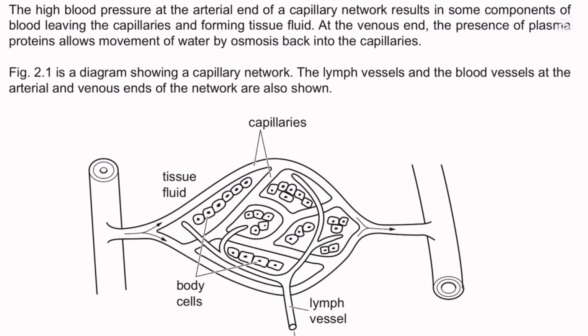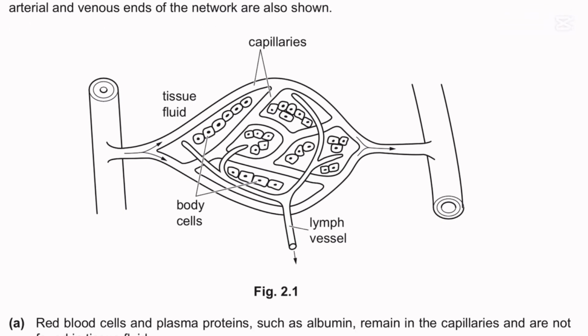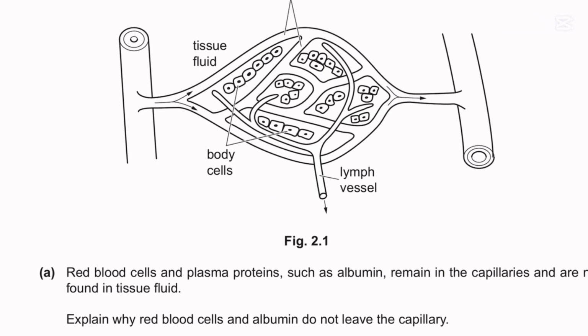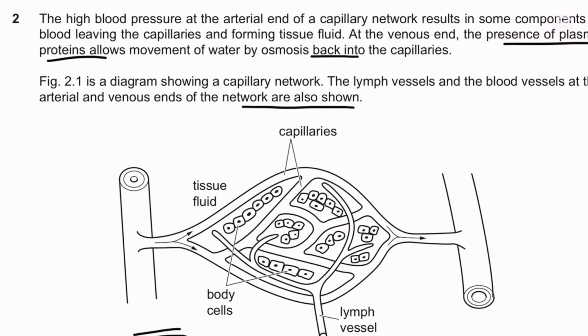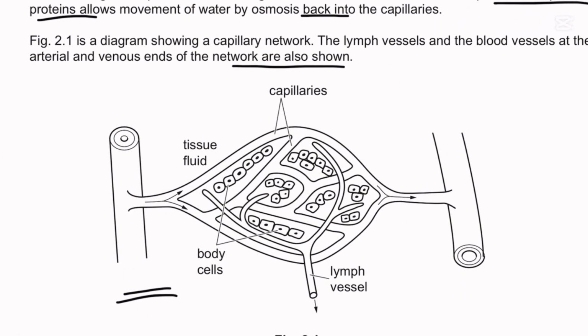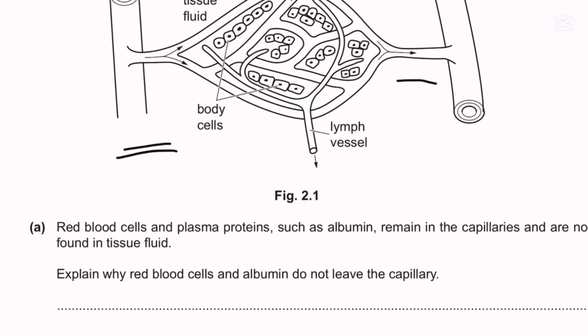Okay, we're good. The high blood pressure at the arterial end of the capillary network results in some components of blood leaving the capillaries, forming tissue fluid. At the venous end, the presence of plasma proteins allows for movement of water by osmosis back into the capillaries. Figure 2.1 in the diagram shows the capillary network with the lymph vessels and blood vessels, and the arterial end and venous end of the capillary are also shown. So here you can see the lymph vessels, the arterial end and the venous end of the capillary, and you can see the tissue fluid.